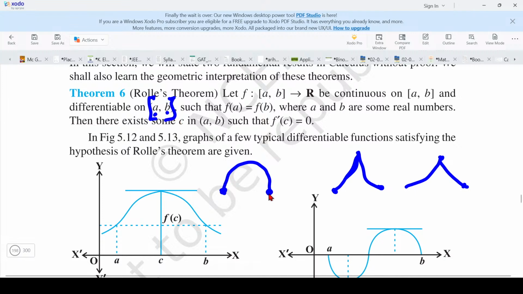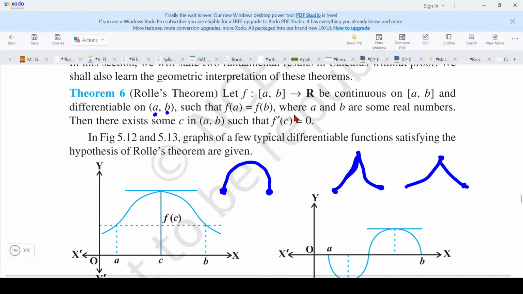But at A and B, it can be like this, with an infinite slope. That's why at A and B it's actually an open bracket. You don't actually need a closed bracket. It doesn't have to be differentiable at the points A and B, but once you cross A, it should be differentiable. That's the reason behind the open bracket.